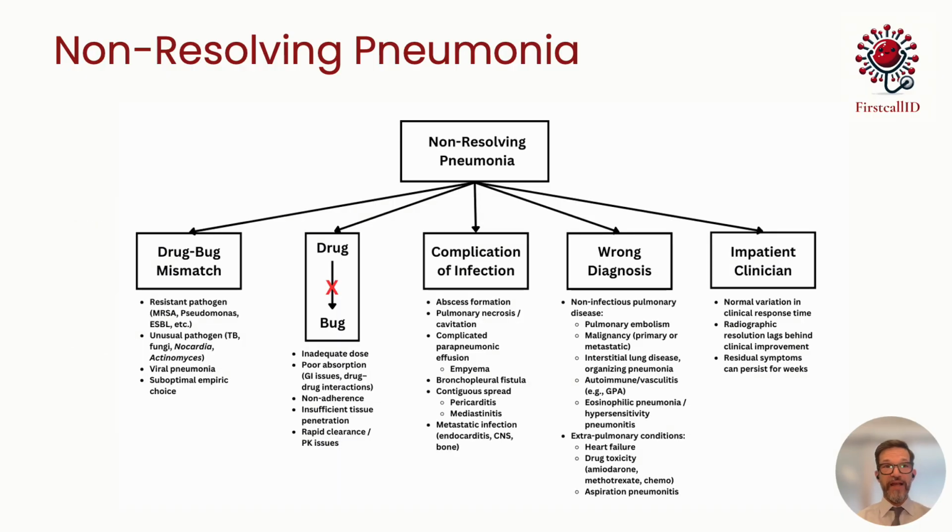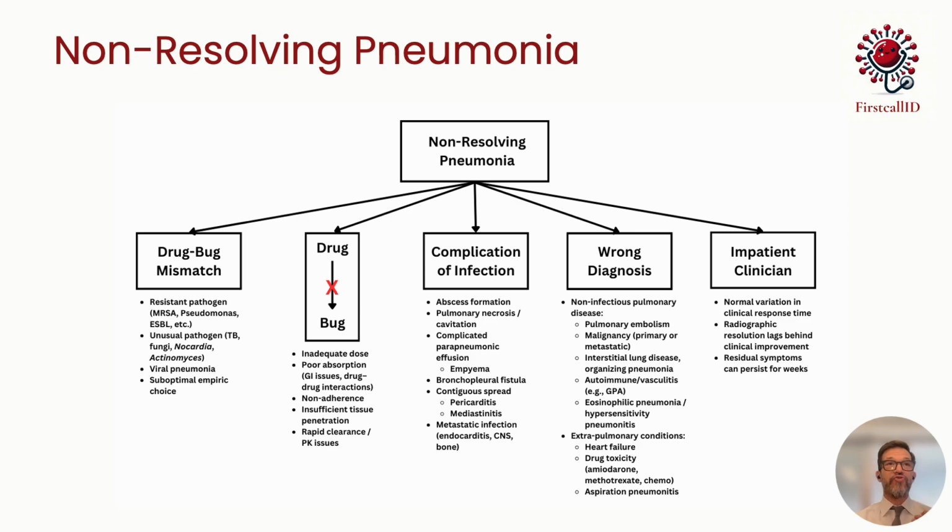So here's a framework that I have used for a lot of non-resolving infections in general. This is specific to non-resolving pneumonia. And in patients with non-resolving infections, I like to group the potential causes into 5 main categories. The first is drug-bug mismatch. Does the empiric therapy actually cover the pathogen? And this can be an issue with drug resistance or maybe inappropriate choice of the initial empiric antibiotics.